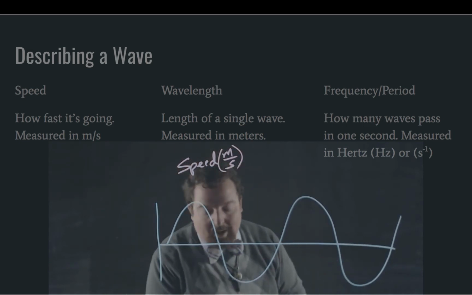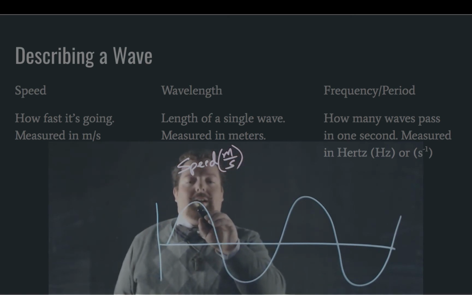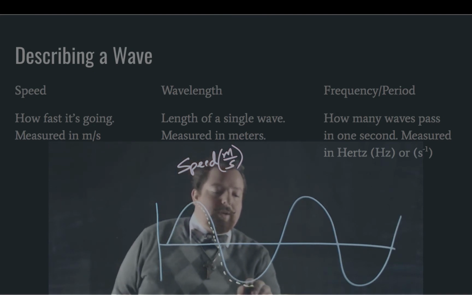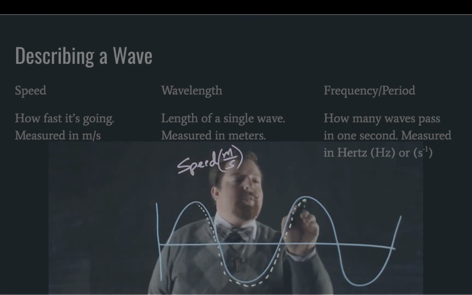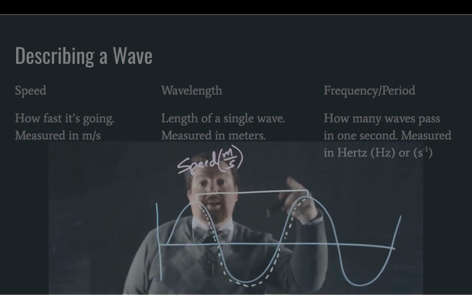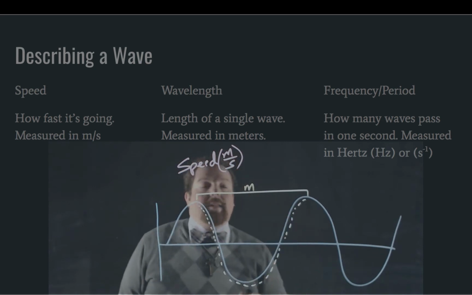We could talk about the wavelength, which is the length of one wave. If you follow the wave from one point all the way until it hits the same point on the next one before it starts over. We usually just talk about from crest to crest, or the peak of each wave to the next one. And we measure that in meters because it's a length.